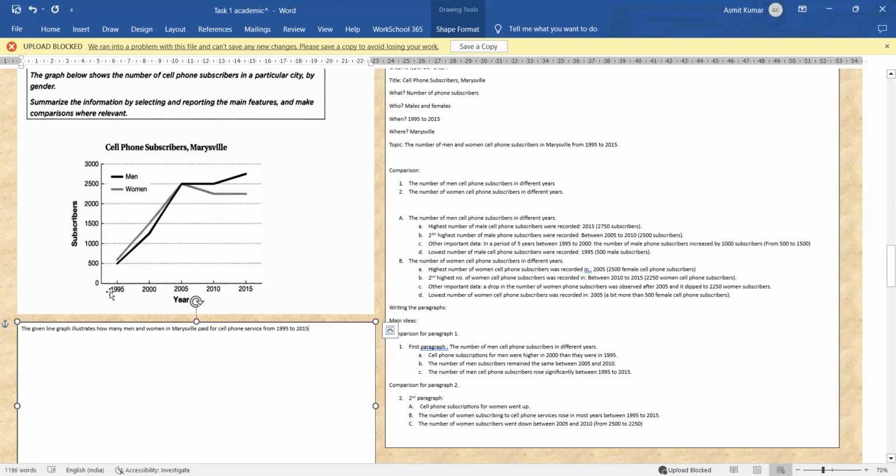Now, let's think of the second sentence. It is the number of subscribers of each gender rose at similar rates. We can see here because in 1995, the number of subscriptions, sorry, subscribed persons, both men and women, were 500 only.